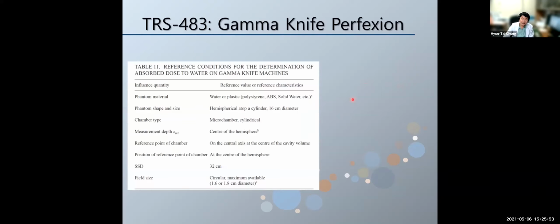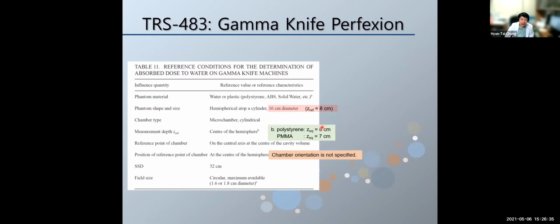So let's try to measure the dose rate. And these are the reference conditions given in TRS 483. The phantom material is water or plastic, usually plastic, and the phantom shape and size is hemispherical at top and 16 centimeter diameter. And the measurement depth, the reference, is 8 centimeter. No, this 8 centimeter is water and this 8 centimeter is plastic. So it's very confusing. This note B says polystyrene is 8 centimeter, PMMA is 7 centimeter, but every data is given with 8 centimeter until now.